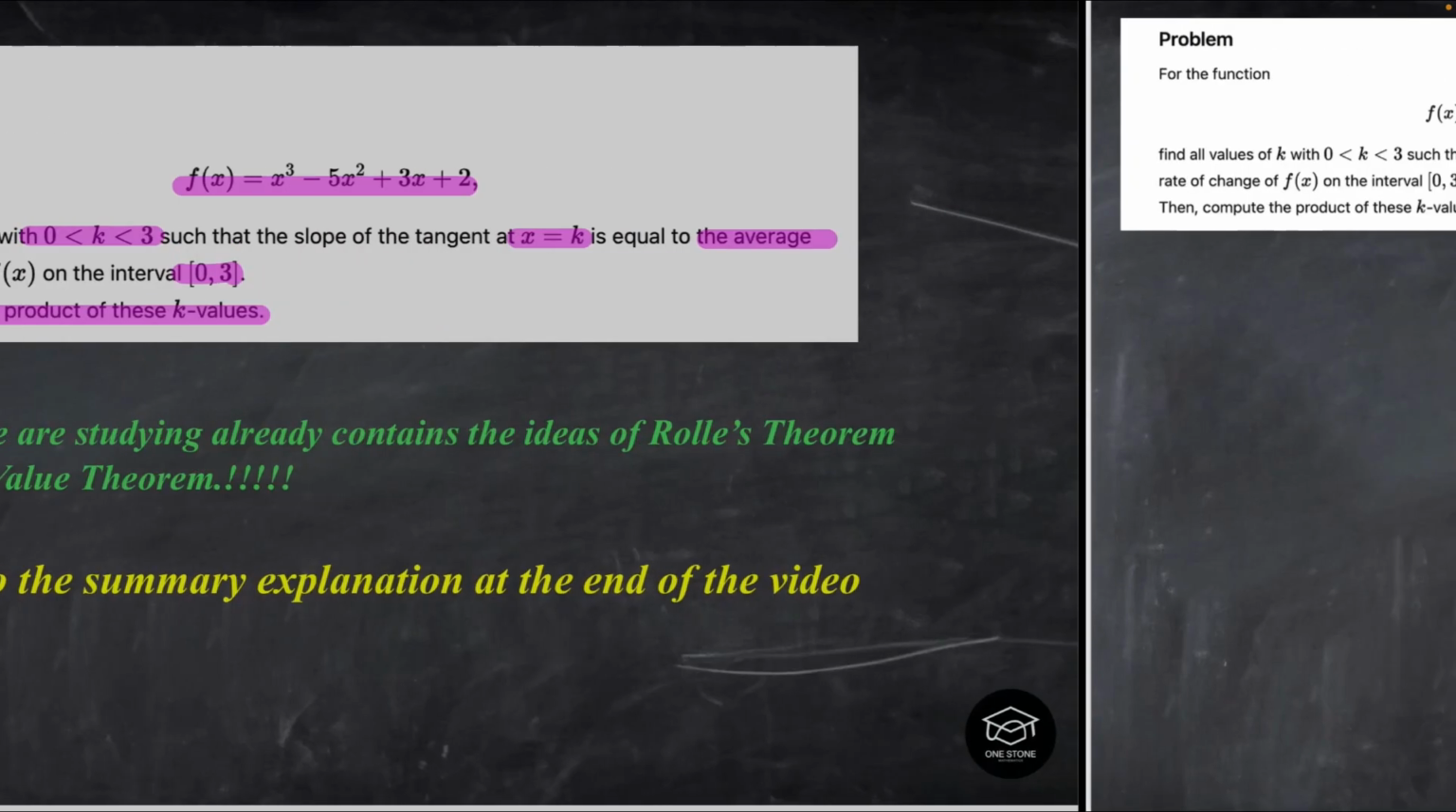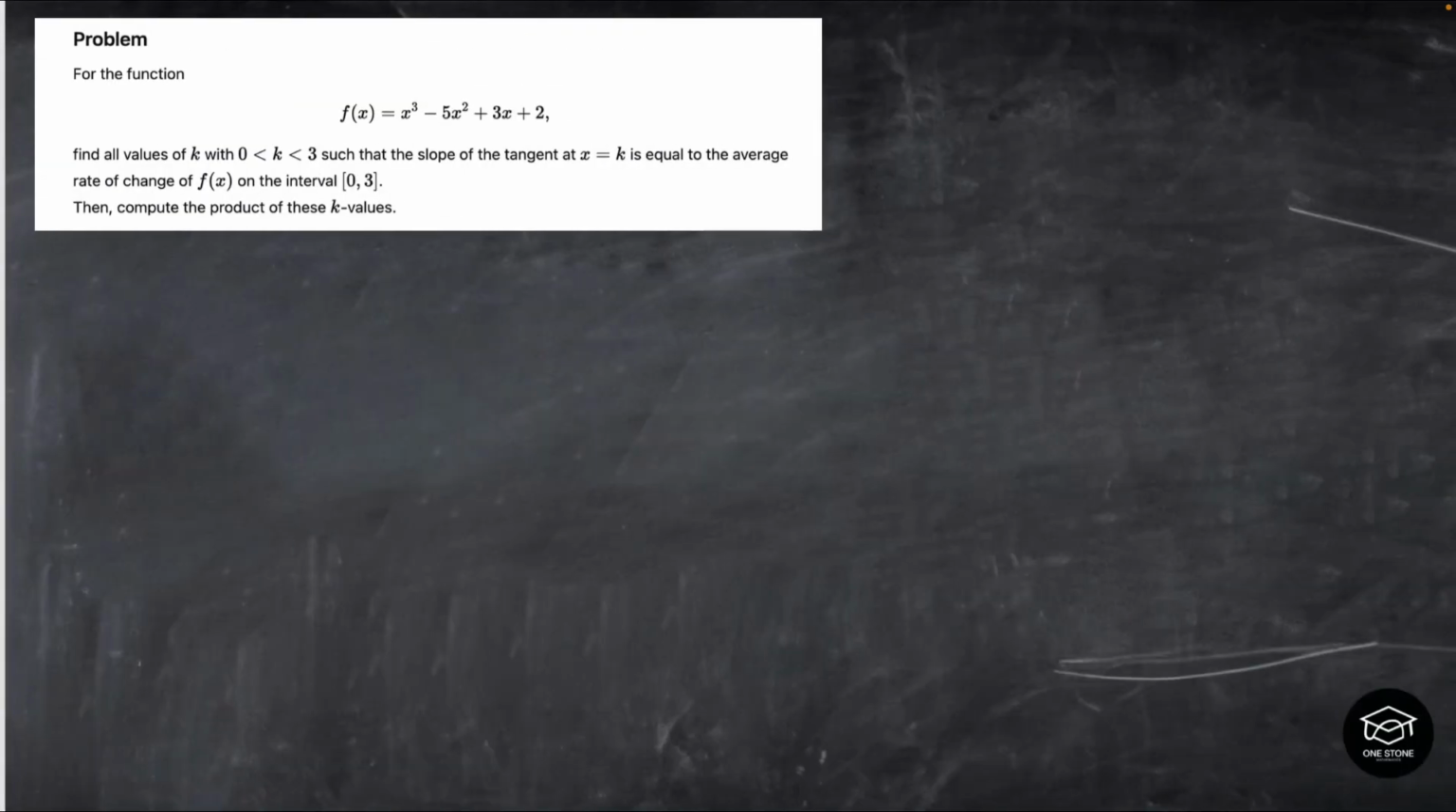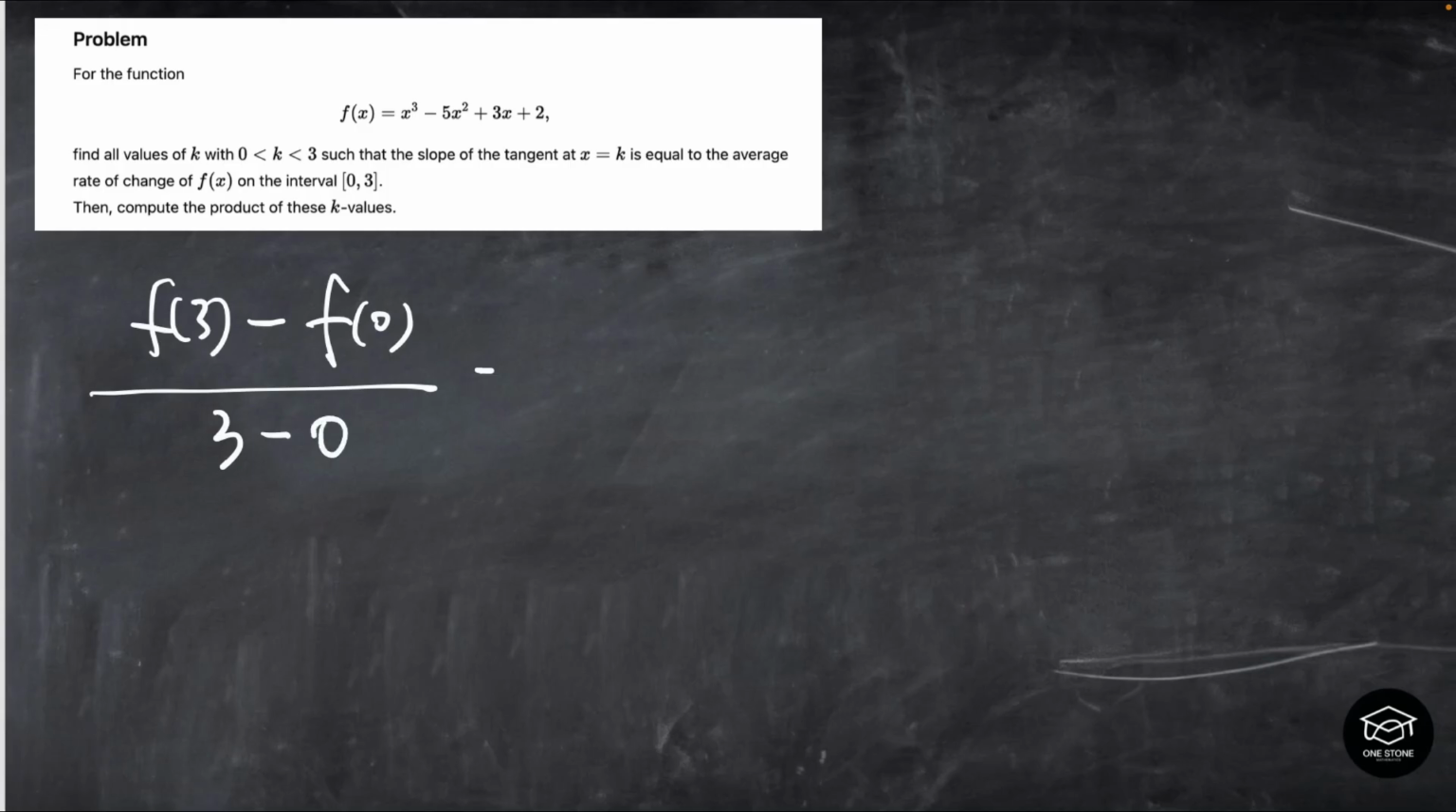Let's begin by finding the average rate of change on the interval from 0 to 3. First, calculate f of 3. That is 3 cubed minus 5 times 3 squared plus 3 times 3 plus 2, which equals 27 minus 45 plus 9 plus 2. That simplifies to negative 7. Next, calculate f of 0. That is 0 cubed minus 5 times 0 squared plus 3 times 0 plus 2, which equals 2.